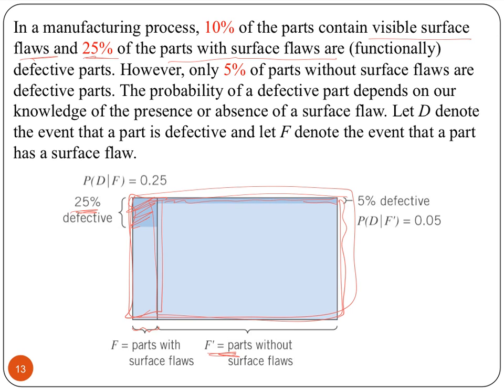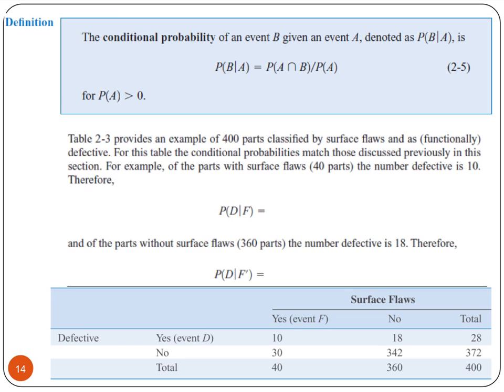Now, if I want to say what's this 25%, the 25% in this case, by description, is the probability of being defective, given that my sample space is only the ones with surface flaws, right? So this 25% is not the probability of being defective overall. It's just the probability of being defective, given that I fall within these. While the 5% here is the probability of being defective, given that I fall within, or conditioned on, no surface flaws, right? So that tells you what the conditional probability means.